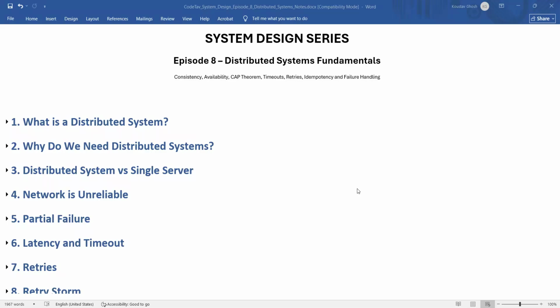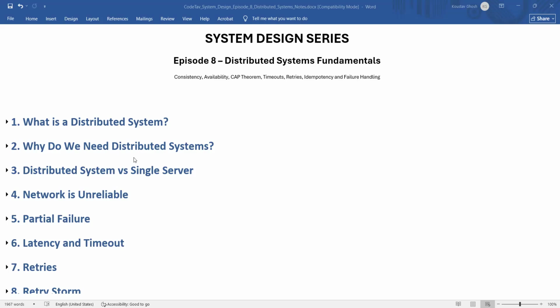In the previous episode, we discussed database scaling. We learned about techniques like replication, read replicas, partitioning, sharding, caching, and database optimization as well. Right. So now in episode 8, we are going to discuss one step deeper concept. Our topic today is distributed systems.